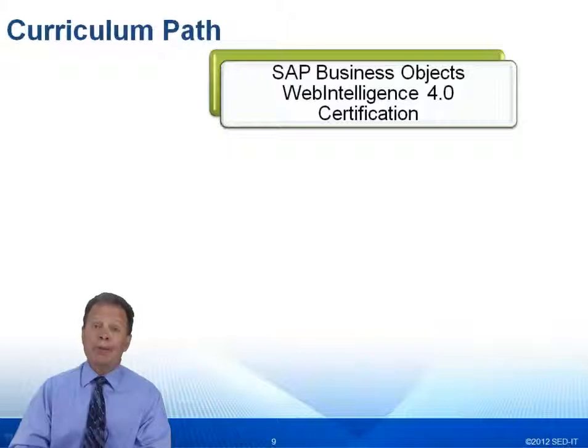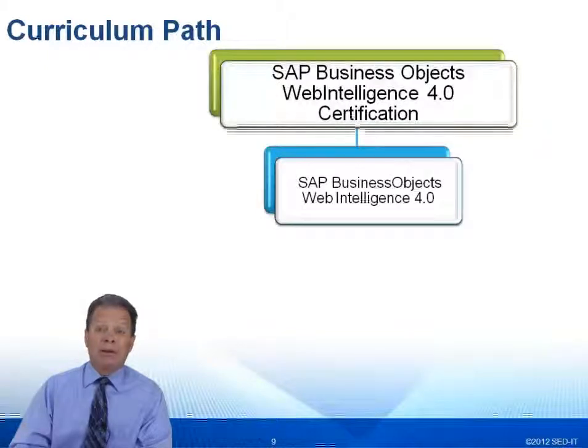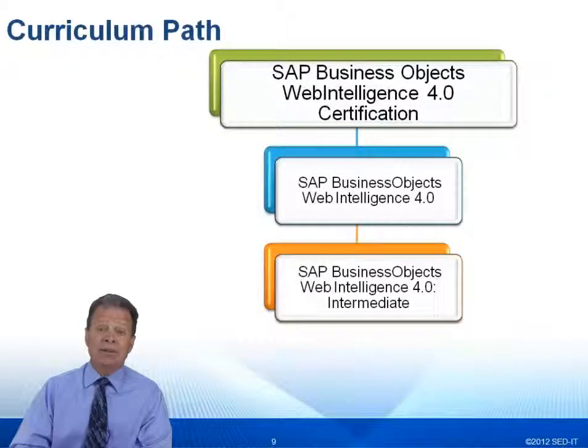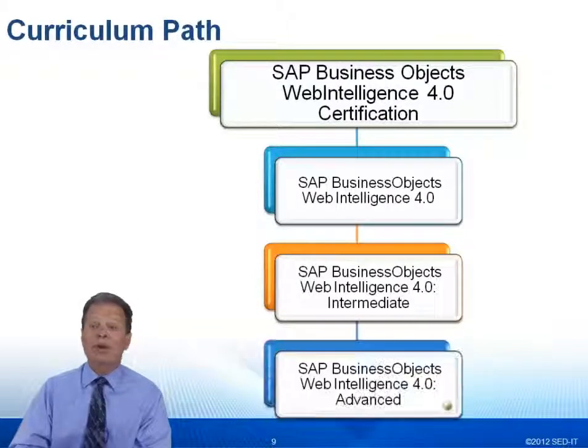The normal curriculum path would be as follows. You would start with the Web Intelligence 4.0 basic course. And from the Web Intelligence Basic, there's an intermediate course, again, one full day worth of content that's covered there. And then we move into the Web Intelligence 4.0 advanced course as part of that process.